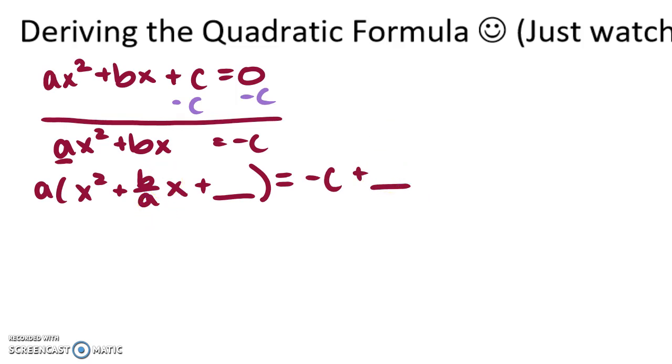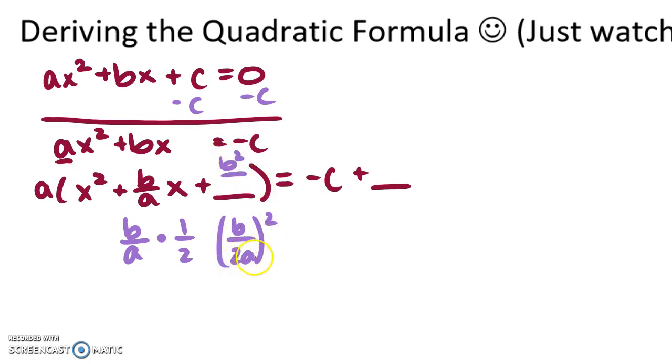I know we haven't done this, but just bear with me. From here, to figure out what goes in the blank, just like before, we would take whatever this value was and divide it by 2. But like we've been talking about, instead of dividing by a number, you could always multiply by the reciprocal. So you can multiply it by 1/2. This would become b over 2a. But this doesn't go in the blank. We have to square it. So what ends up going in the blank is b squared over 4a squared.